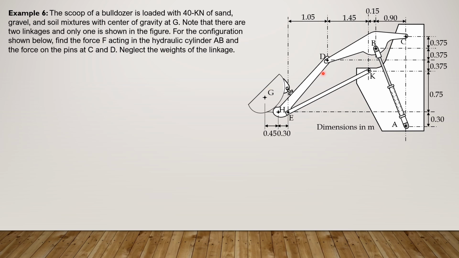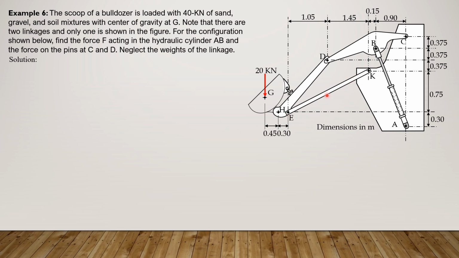So first, if we consider the free body diagram of this portion here, it's like we cut this member here and we sum up moment about D, then we can compute the force of this link EK. So we apply the loads. Since there are two linkages, only one is shown, we divide the total load, which is 40 kilonewtons, by 2. So we have to apply 20 kilonewtons and transmit it to this link.